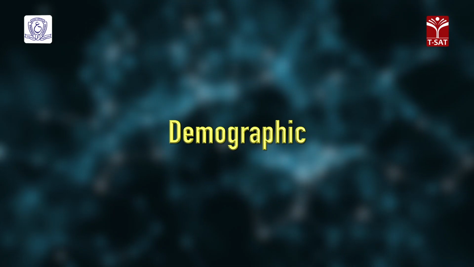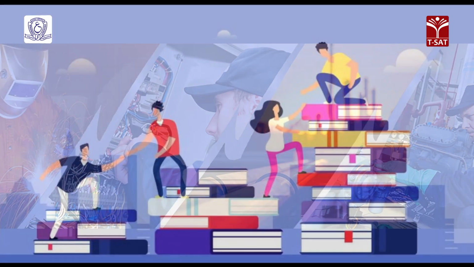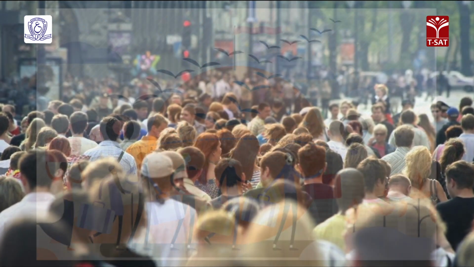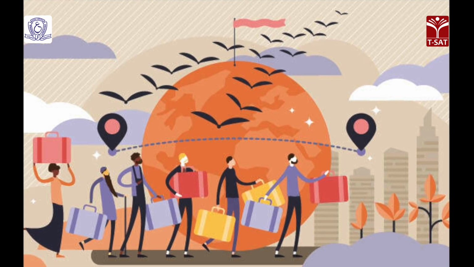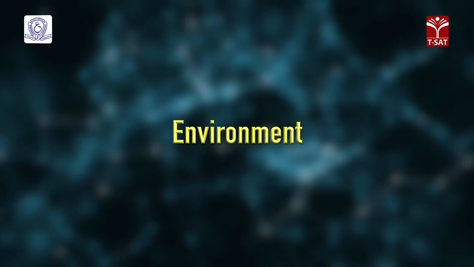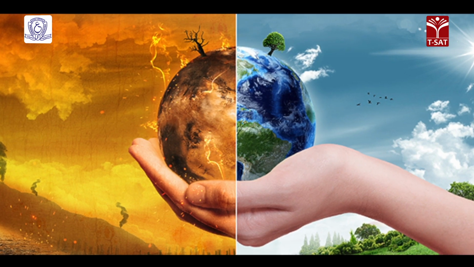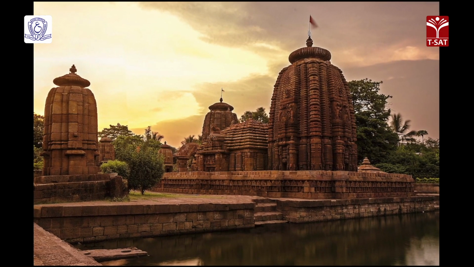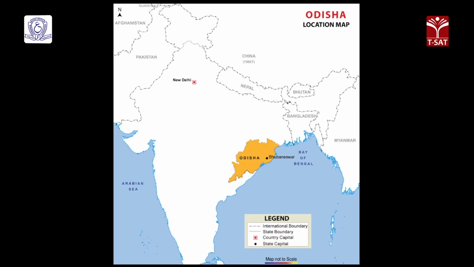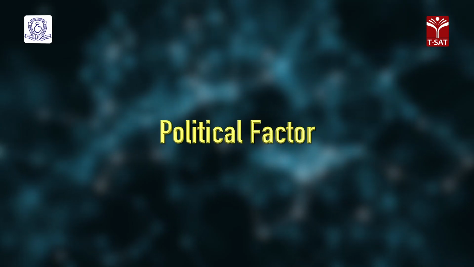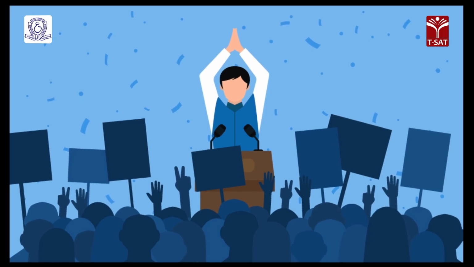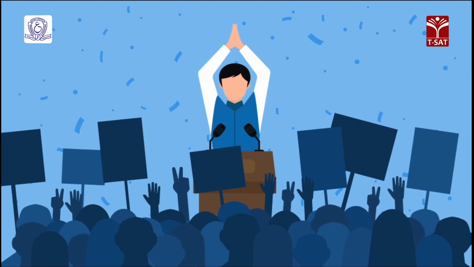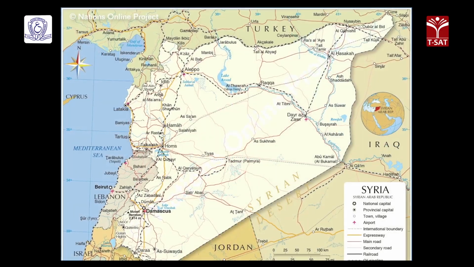The second factor is demographic. Skilled labor required for industries, low quality of education and health, overpopulation and immigration also hinder development progress. The third important factor is environment. Climate change is costing huge to low-lying countries such as Indonesia. Disaster-prone areas such as the coastal areas of Orissa also lack development. The fourth factor is political. Political stability is needed for the development of a country. Due to political instability in countries such as Afghanistan, Sudan and Syria, development has effectively stopped.